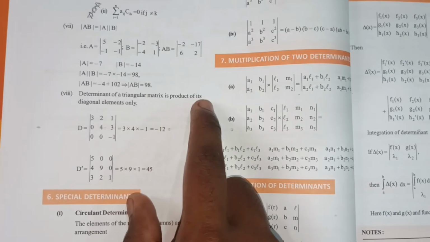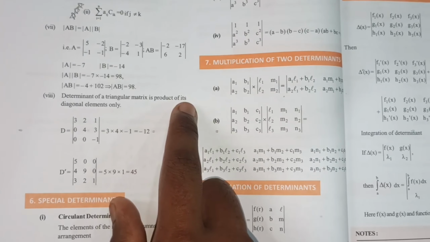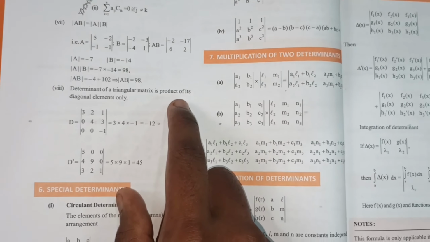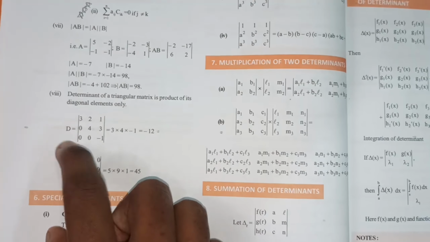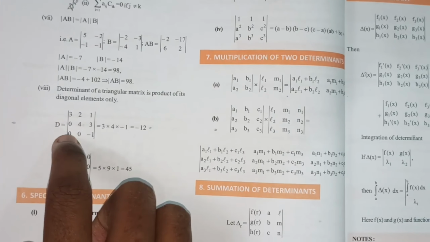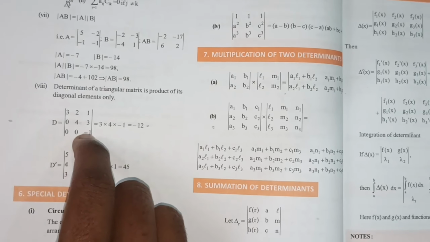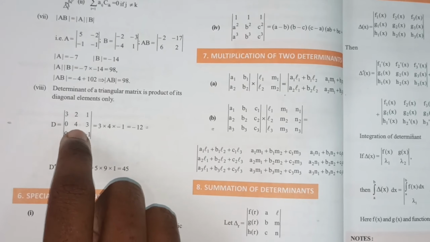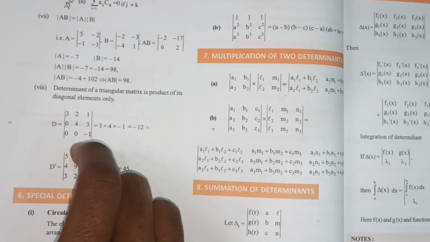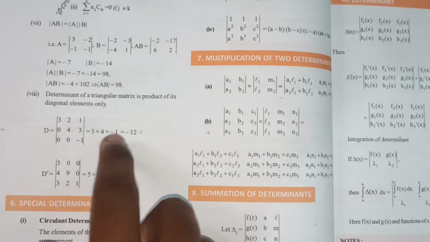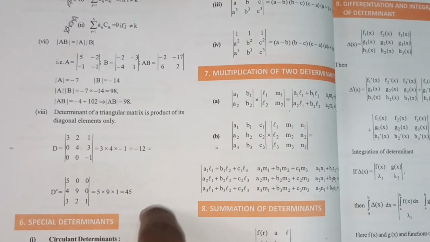The determinant of a triangular matrix is the product of its diagonal elements only. What is a triangular matrix? This is a triangular matrix. So its determinant is always equal to the product of its diagonal elements. So it is this.